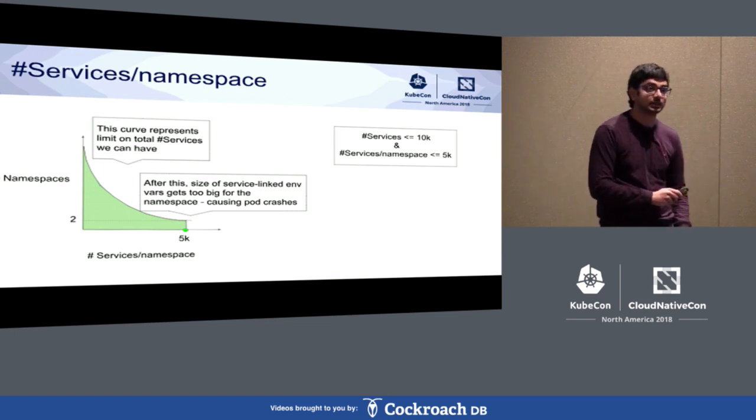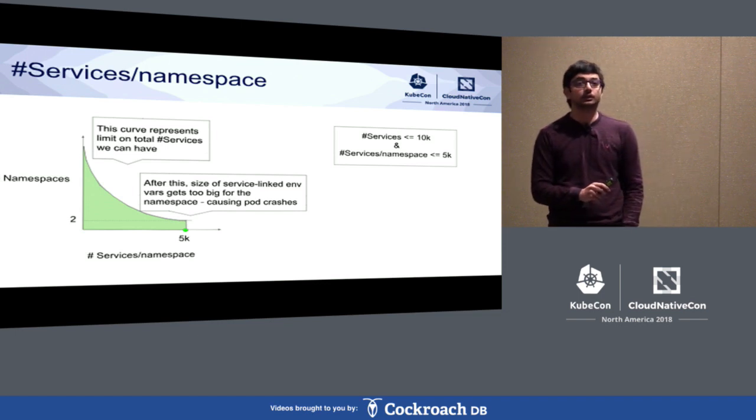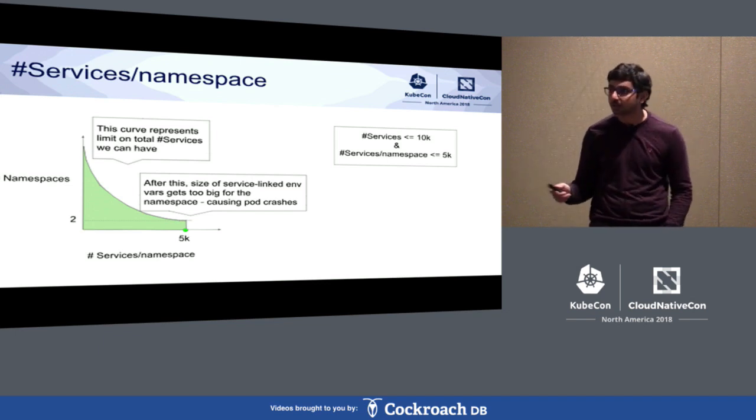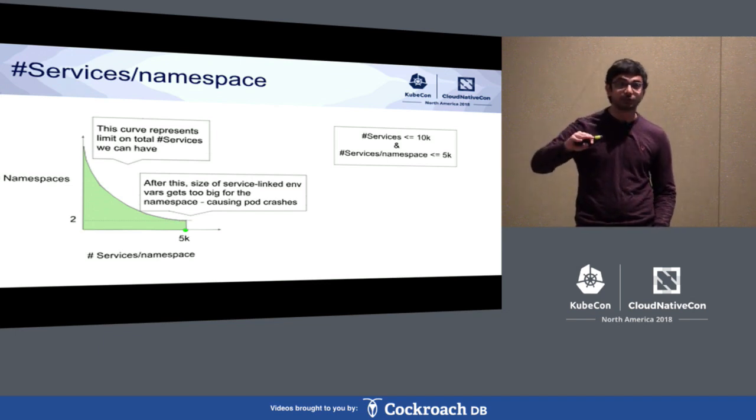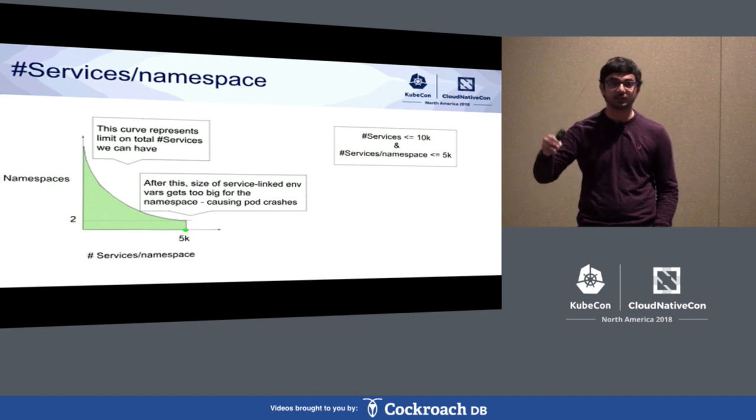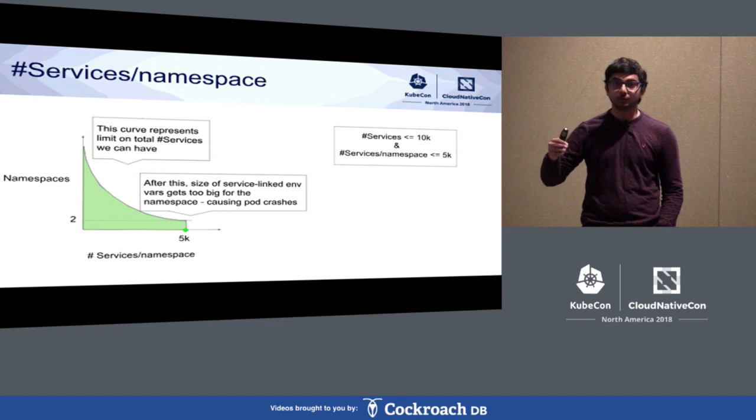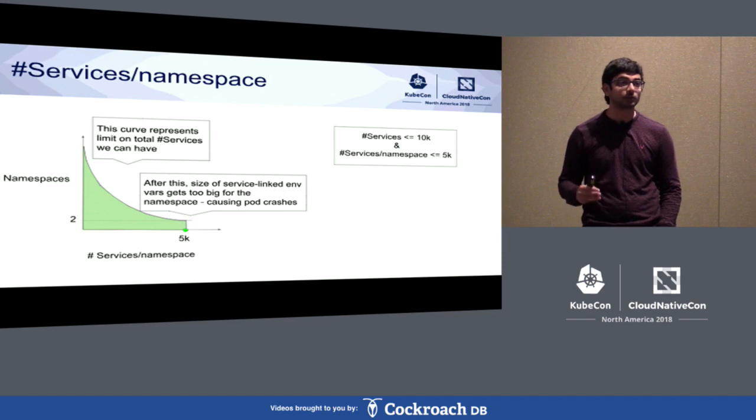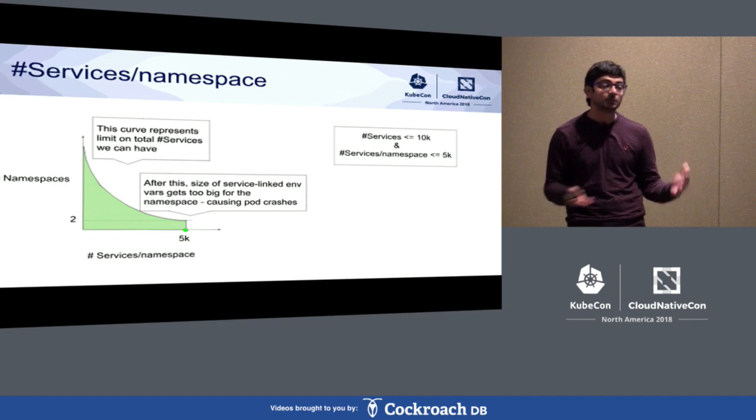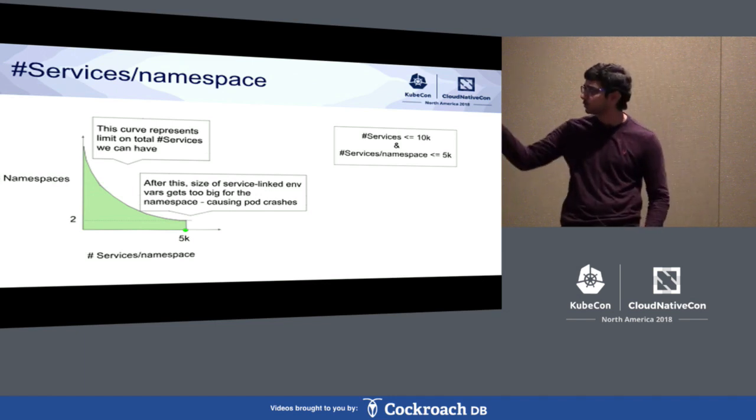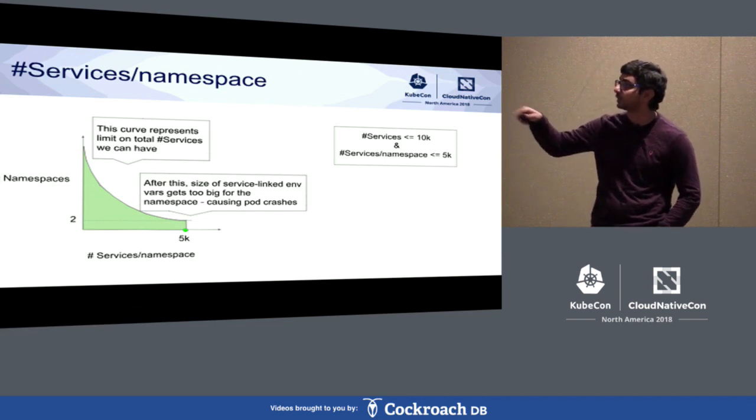And the reason for this is that in Kubernetes, whenever you create a pod in a namespace, as part of the downstream API, you populate the pod with a bunch of environment variables for every single service that has been created in that namespace. And when you go beyond a threshold, which is 5,000, the pod starts to crash because the kernel cannot load the process into memory, because there's just not enough space in the buffer for the process which holds environment variables. So you want to make sure that this is satisfied.